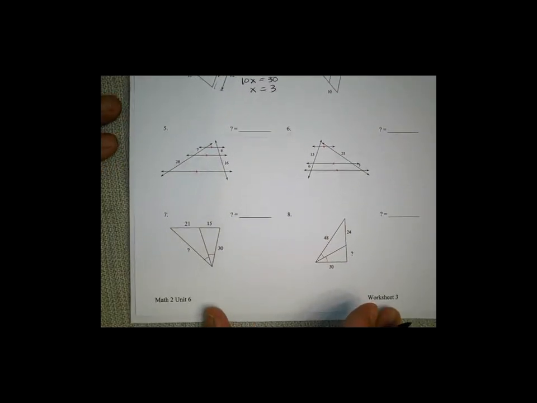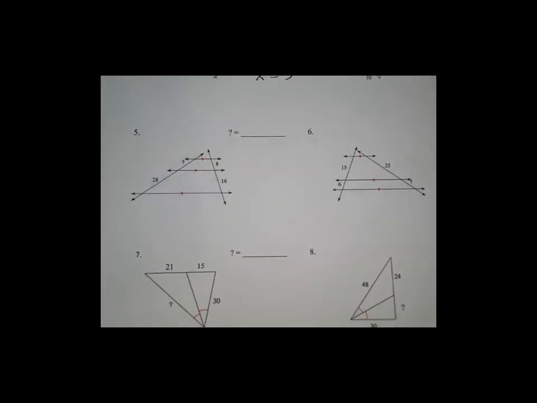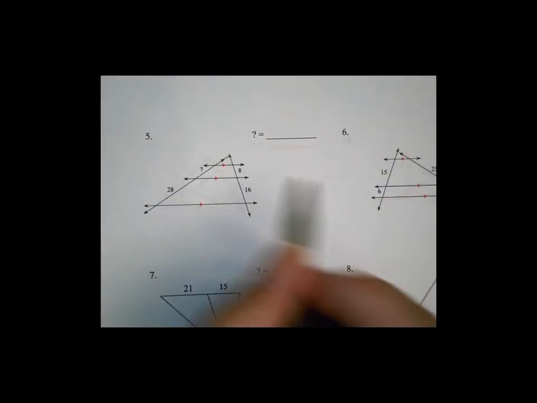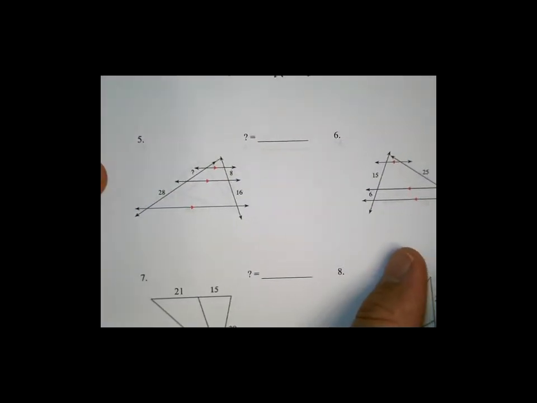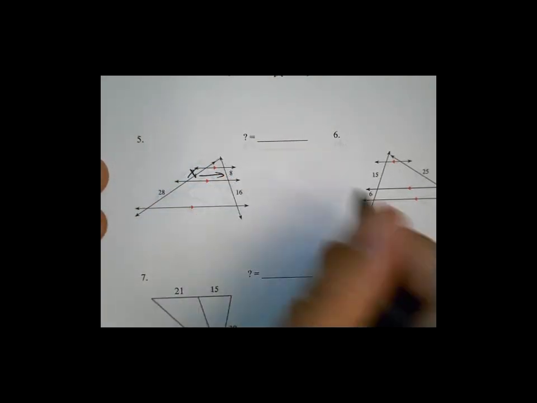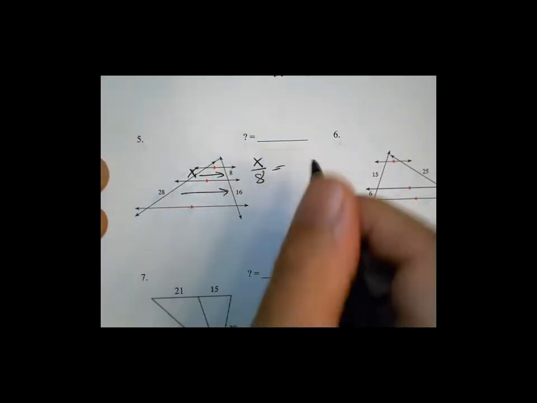Believe it or not, this is just another side splitter problem. Even though it doesn't come to a triangle, it could come to a triangle if we wanted to match it up. And again, it's just a side splitter. We'll do a lot of these. So I'll call this x. So again, x over 8 equals 28 over 16.